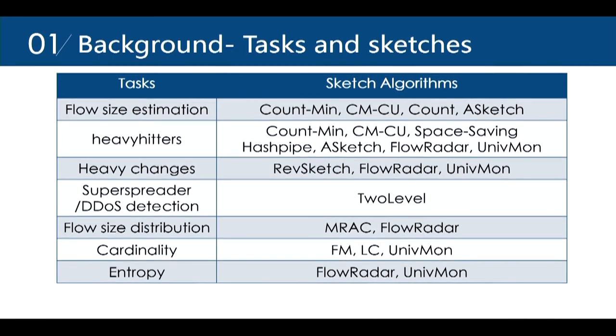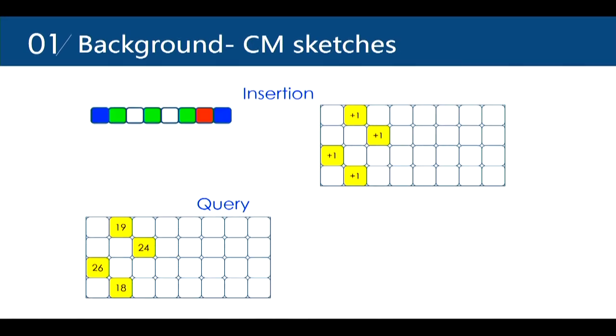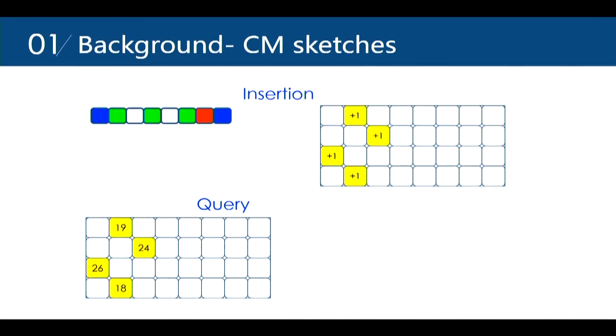There are more algorithms. Here we only introduce the most widely used one, the CM sketch. Actually, it is similar to counting Bloom filters. Suppose we have many packets. Here, each atom is a packet, and each color is a flow. For example, the blue flow has two packets, and the green flow has three packets. And we want to know how many packets are in each flow.